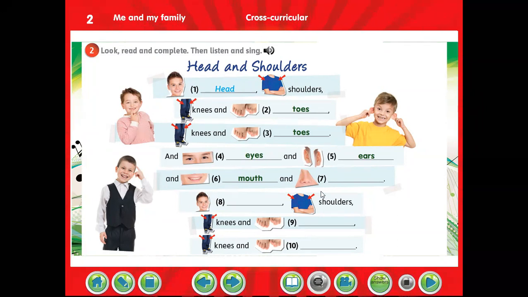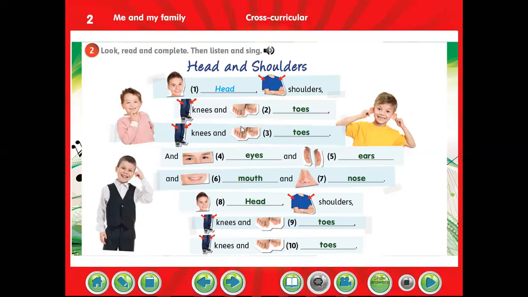Okay, other student. Fernanda Condor, can you tell me number 7? Nose. Thank you. Nadine, can you tell me number 8? Head. Head, very good. Head, shoulders, knees, and... Rihanna, can you tell me? Toes. Toes, knees, and toes. Okay, good. This is the song, okay?